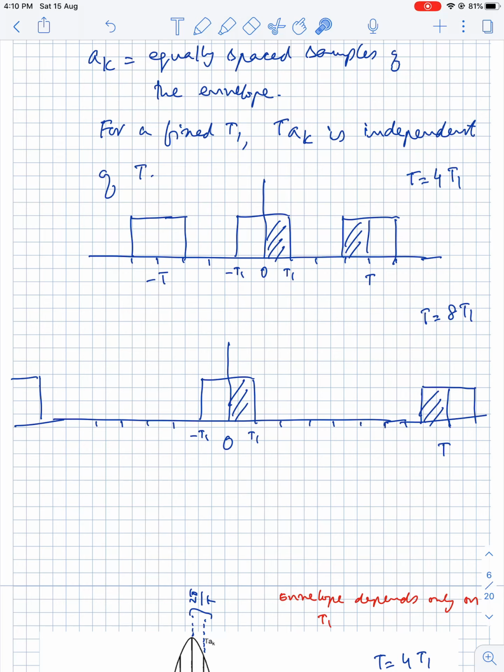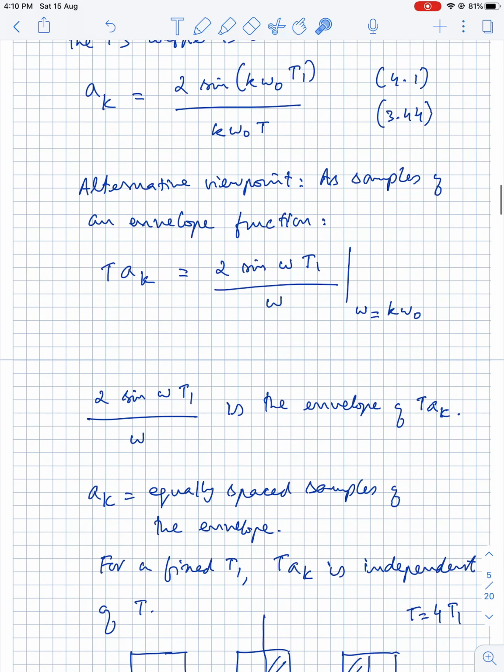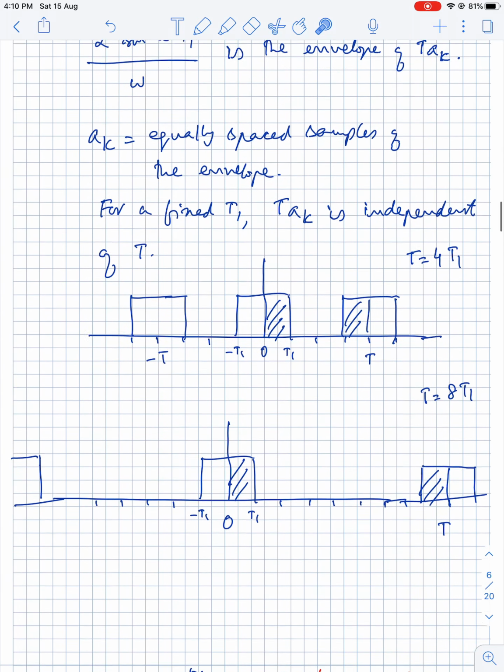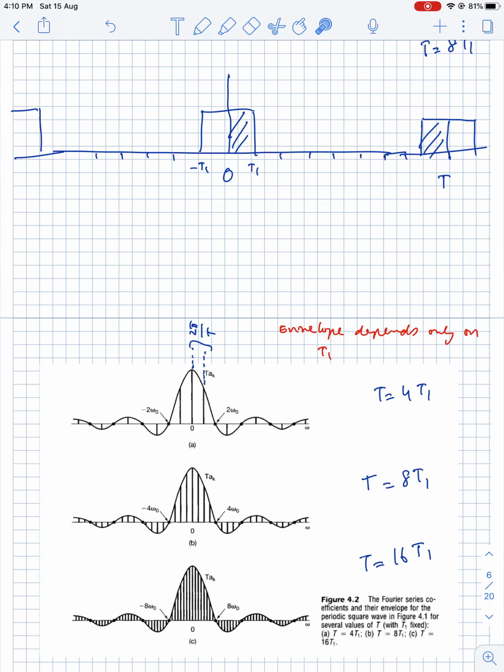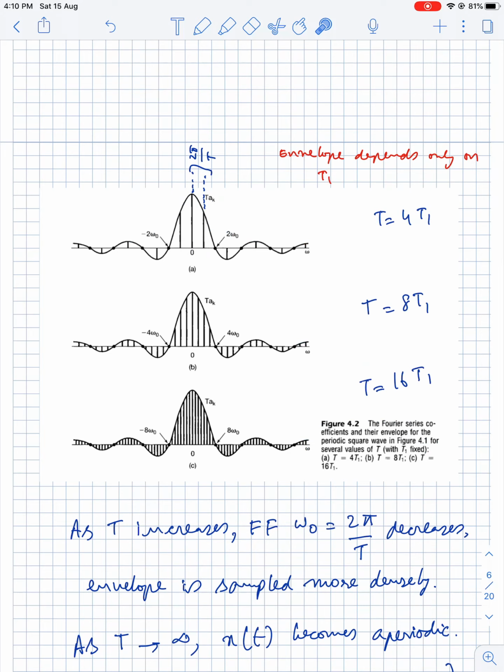Okay, so because of these, the Tak values are going to be the same because it depends only on T1. Okay, so the envelope is independent of T. So that is what is shown here. The envelope depends only on T1, it does not depend on T. So this is for T equal to 4T1, this is for T equal to 8T1, and this is for T equal to 16T1. So the envelope is unchanged, this and this and this are the same.